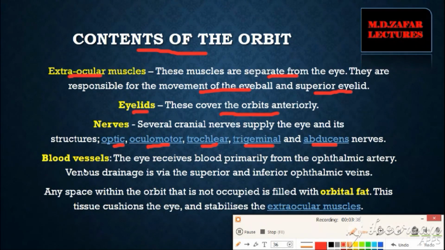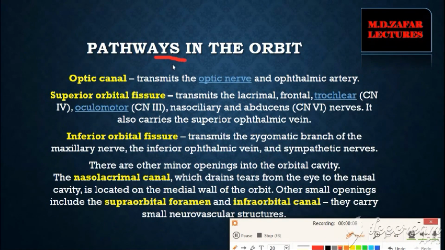Now talking about the blood vessels. The eye receives blood primarily from the ophthalmic artery, and the venous drainage is by the superior and inferior ophthalmic veins. Any space within the orbit that is not filled by anything else is filled by the orbital fat. Now this tissue cushions the eye and stabilizes the extraocular muscles when their movement is required. Now we will talk about the pathways in the orbit. They are important from MCQ point of view.